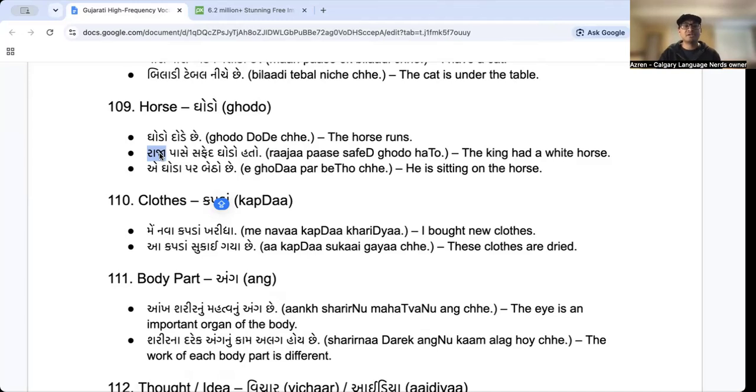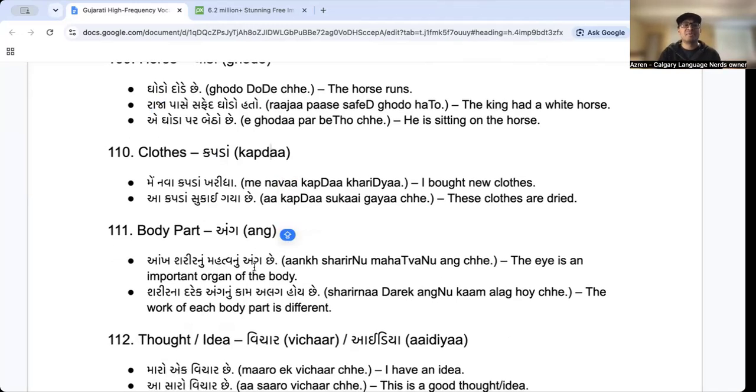Ek ghora par betho che. He is sitting on a horse. Okay, next we have kapra. Kapra is the word for clothes. Main nava kapra kharidya. I bought new clothes. Kharidya is the past tense of the word for buy. So main nava kapra kharidya.